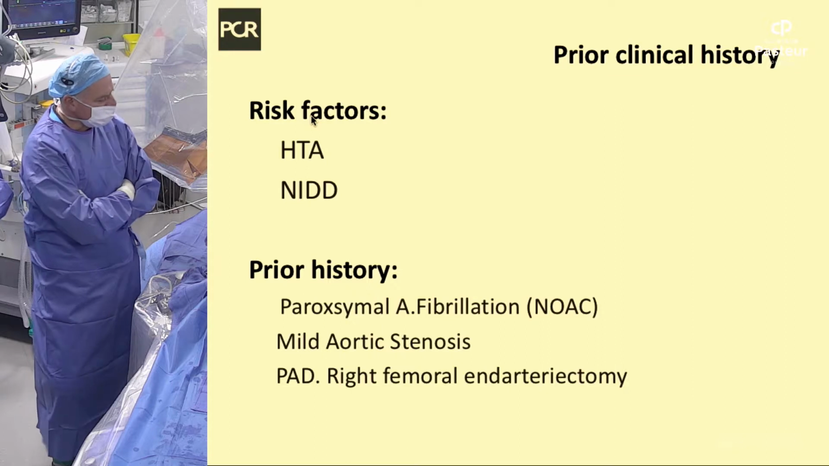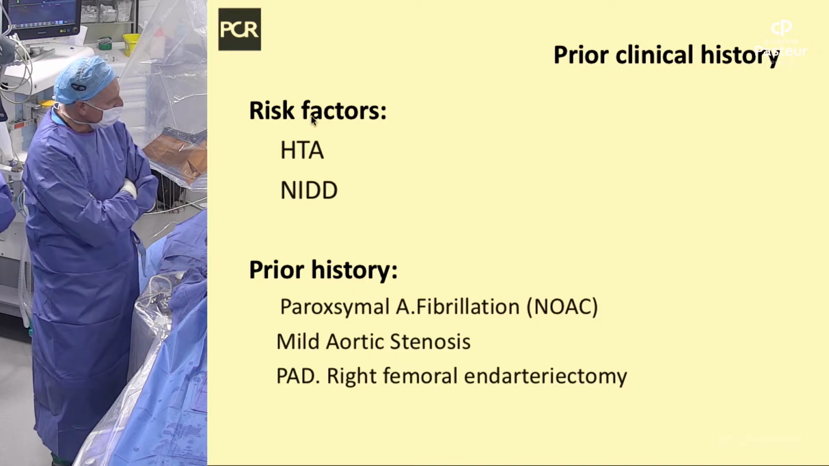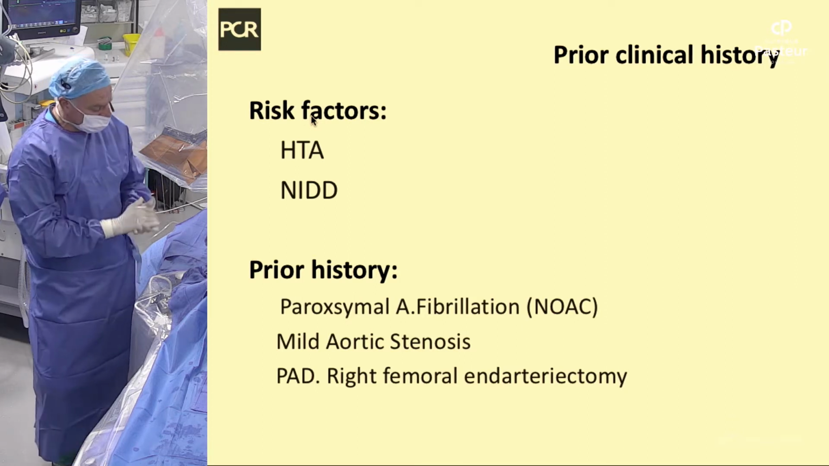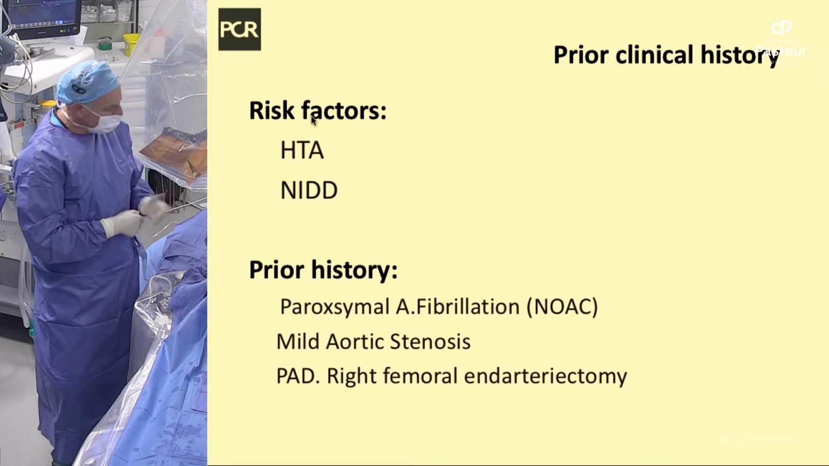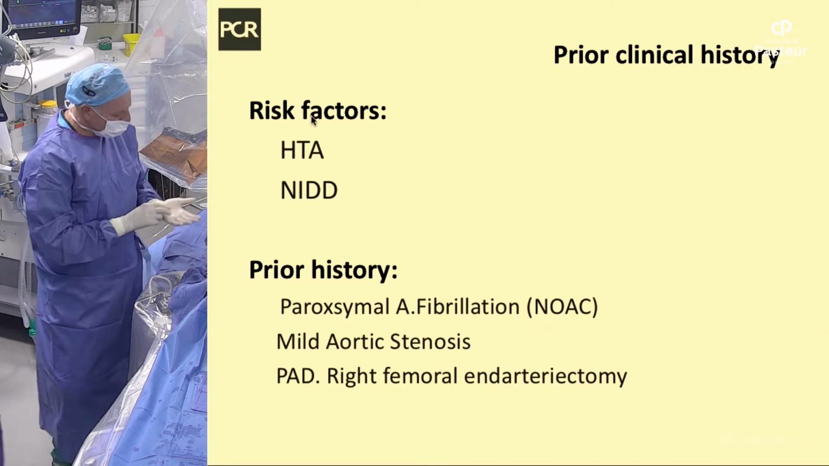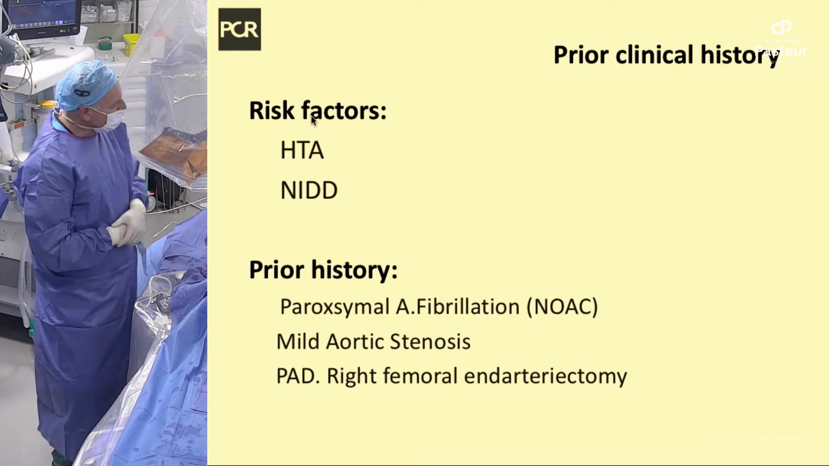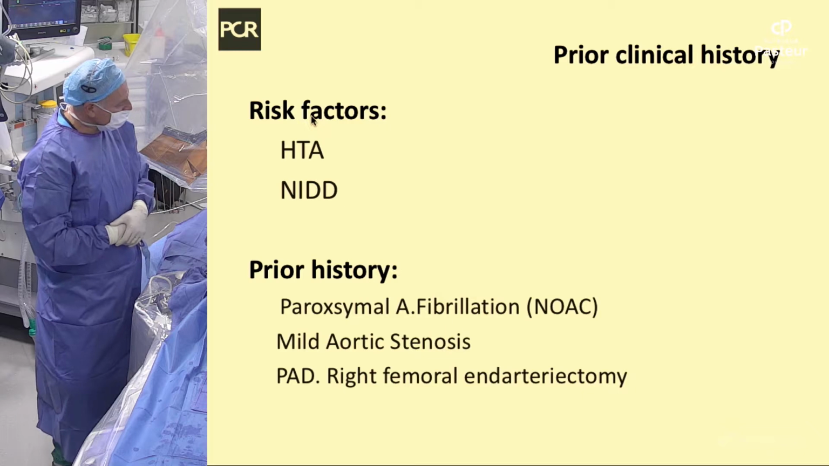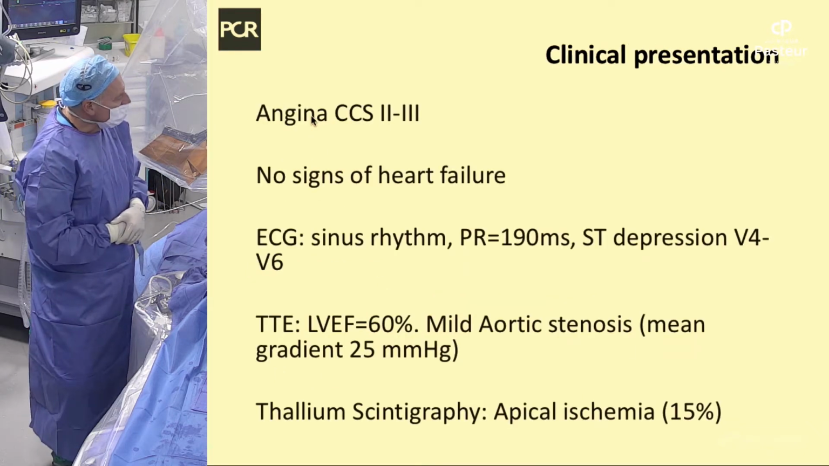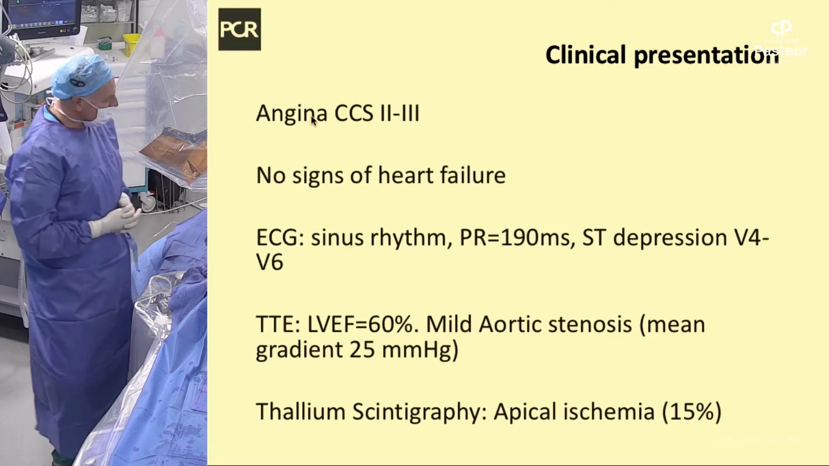So he has hypertension and non-insulin dependent diabetes. He also has a history of paroxysmal atrial fibrillation, and he's treated with an oral anticoagulant agent. Mild aortic stenosis. And he has a previous history of peripheral arterial disease, with treatment of the right femoral artery by endarterectomy. He was referred after recently developing some angina on exertion.